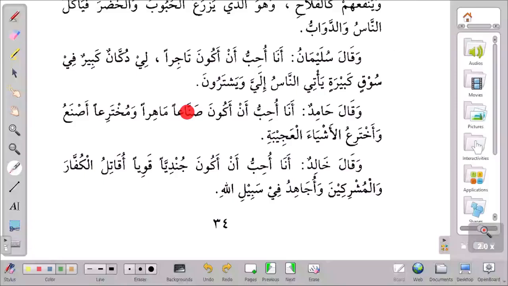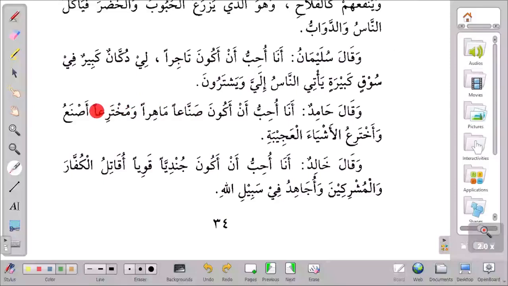صناعٌ is the manufacturer. Okay, so أحب أن أكون صناعا. I want to become a manufacturer. ماهرا. Mahiran is skillful. Someone who has a lot of skills in his job, we call him Mahirun. So Mahir is the skillful one. So Sanna and Mahiran is skillful inventor or manufacturer.